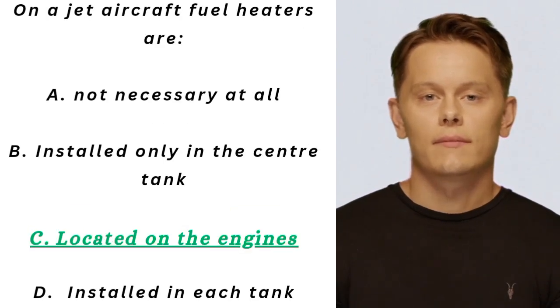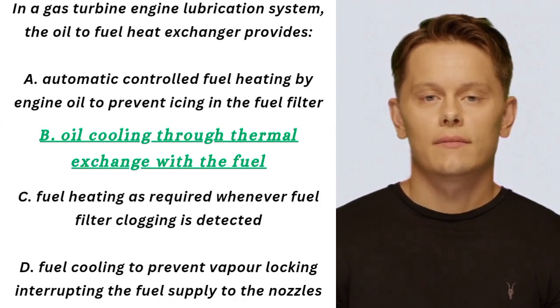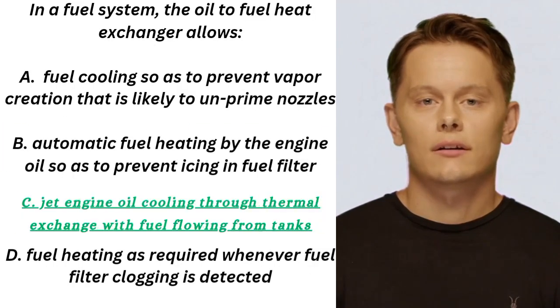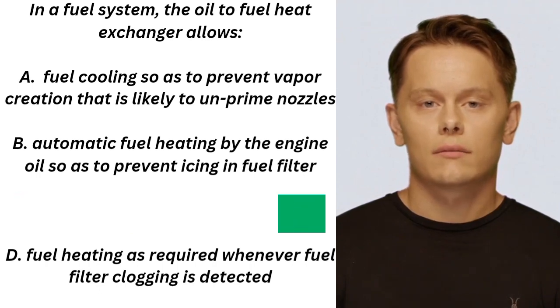Question 20. On a jet aircraft, fuel heaters are. The answer is C. Located on the engines. Question 21. In a gas turbine engine lubrication system, the oil-to-fuel heat exchanger provides. The answer is B. Oil cooling through thermal exchange with the fuel. Question 22. In a fuel system, the oil-to-fuel heat exchanger allows. The answer is C. Jet engine oil cooling through thermal exchange with fuel flowing from tanks.